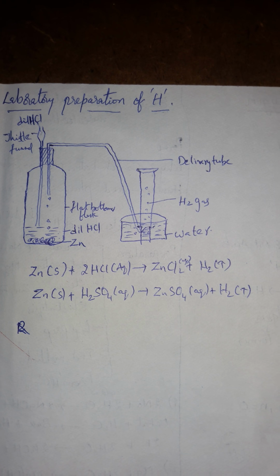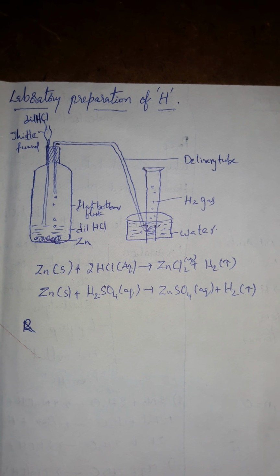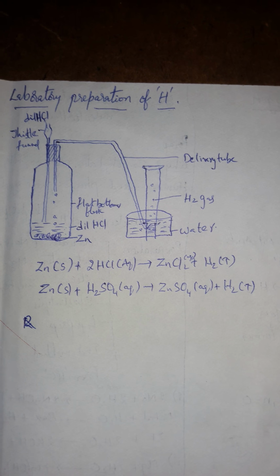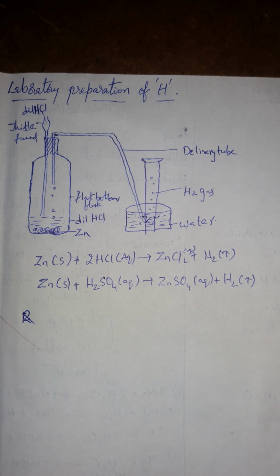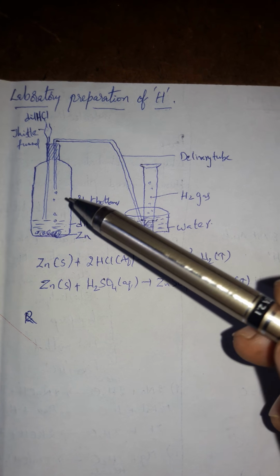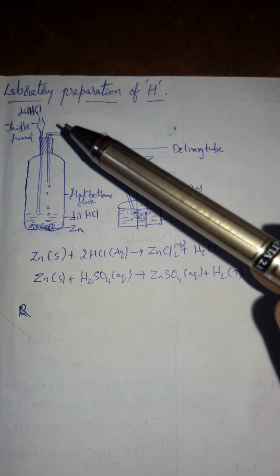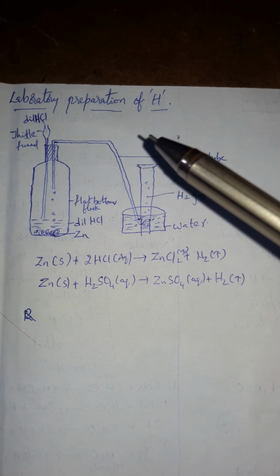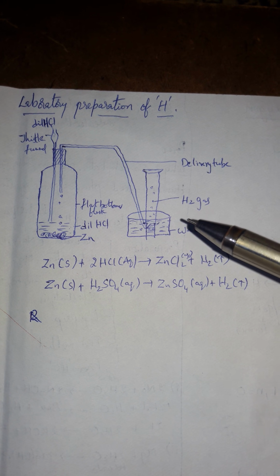Hi students, in this video let us learn the preparation of hydrogen in the laboratory. Aim: preparation of hydrogen in the laboratory. Materials required: flat bottom flask, zinc granules, dilute HCl, thistle funnel, delivery tube, collecting jar.